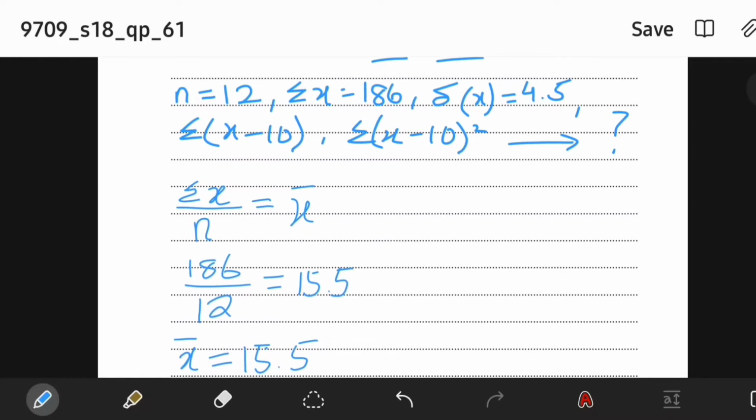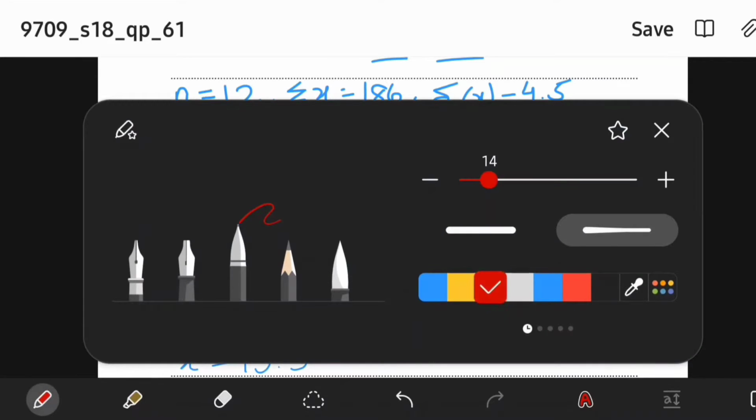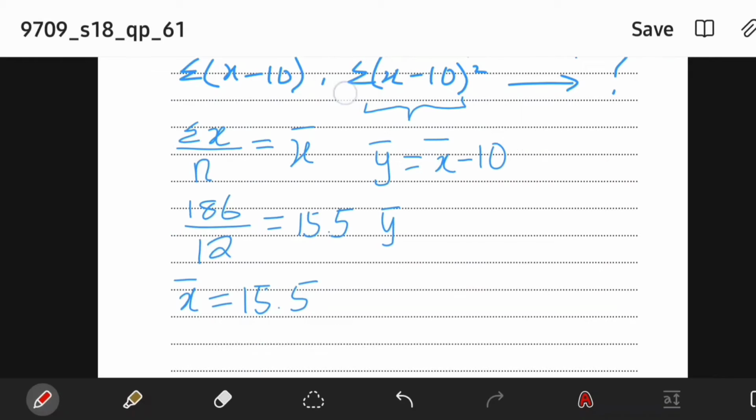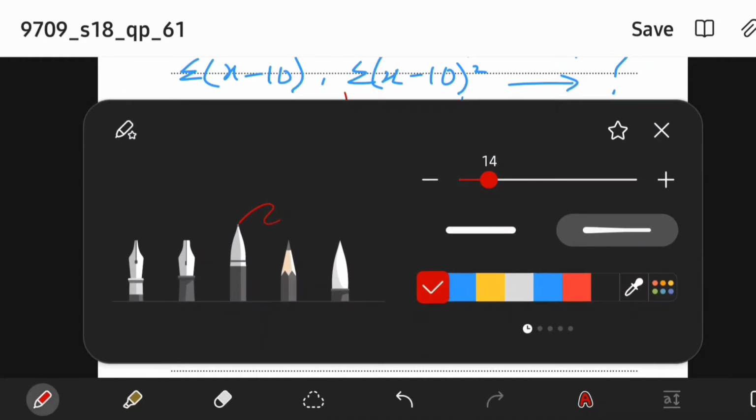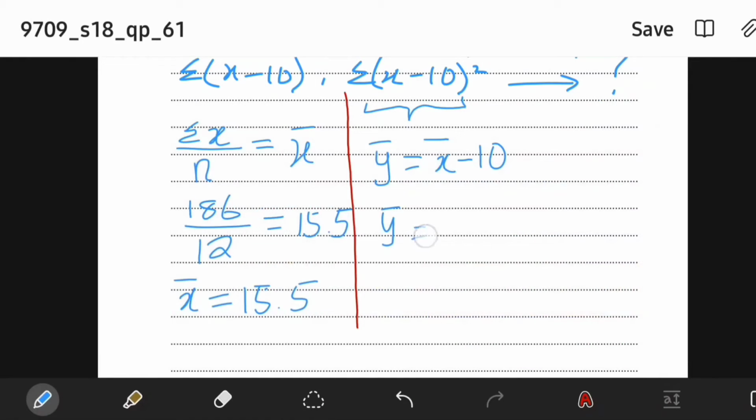Now let's build in another equation. Let's say mean of y is equals to mean of x minus 10. So we know this mean of x, so we can put it in the equation to find out. 15.5 minus 10, and mean of y will be 5.5.